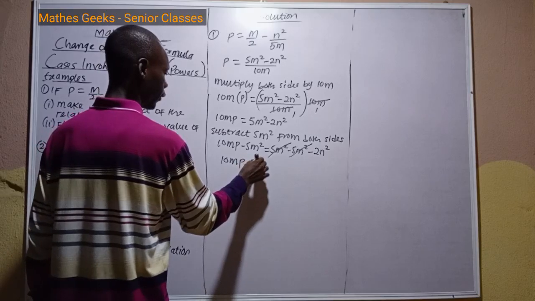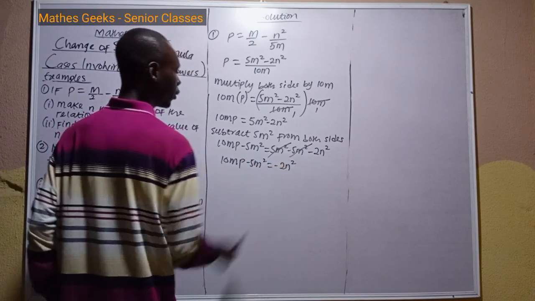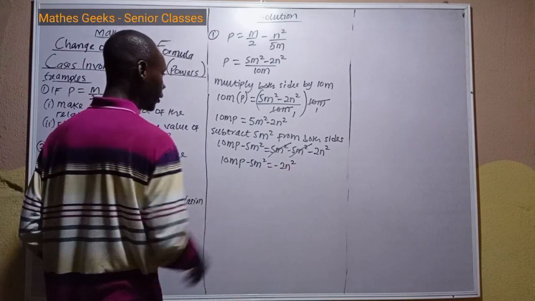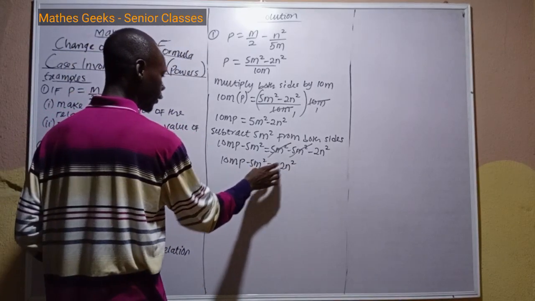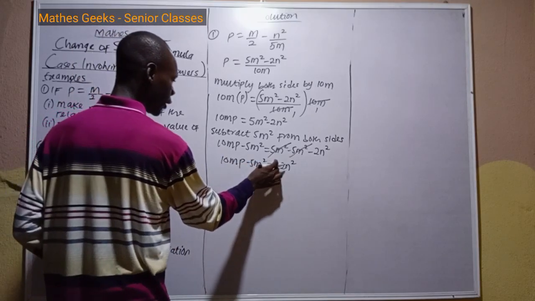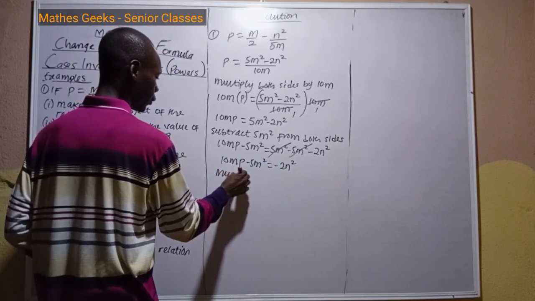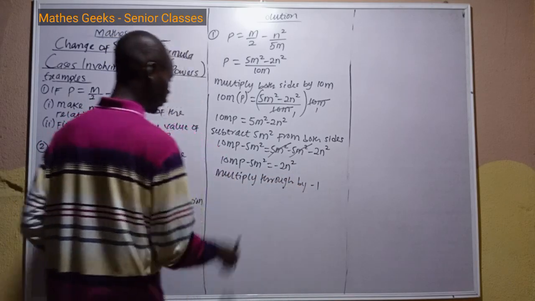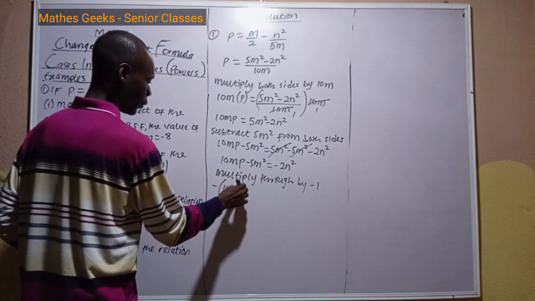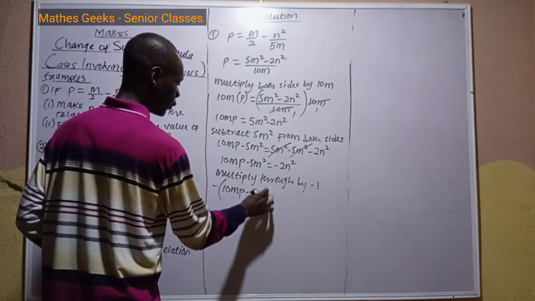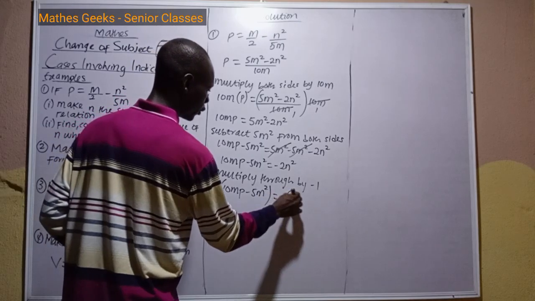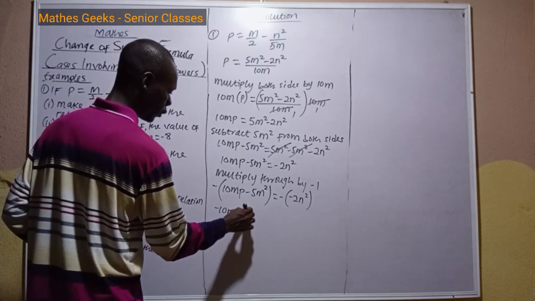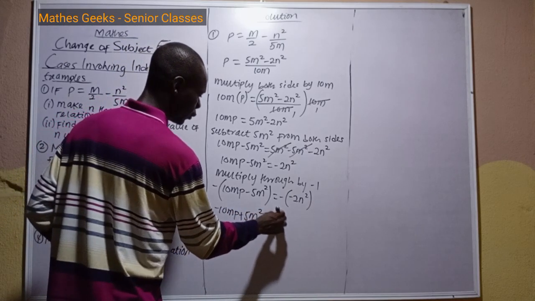10n minus 5n squared plus minus 2n squared. We want to make n the subject of the formula, so we don't want a negative sign. To eliminate this negative sign, we need to multiply through by minus 1. So minus 10np minus 5n squared is equal to minus 2n squared. So minus 10np plus 5n squared is equal to 2n squared.